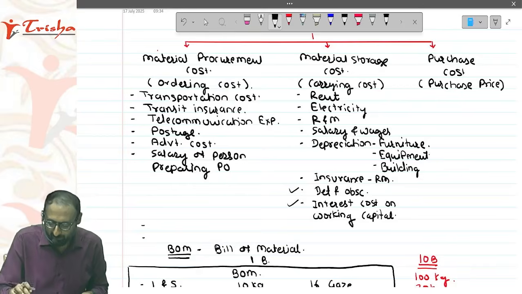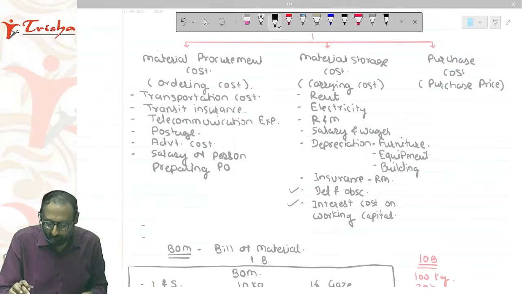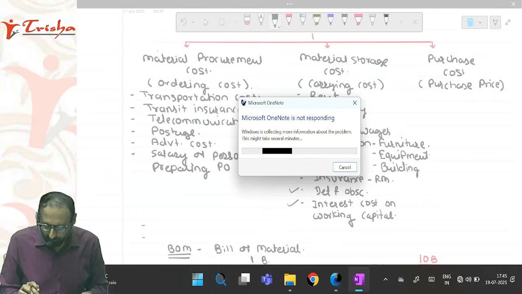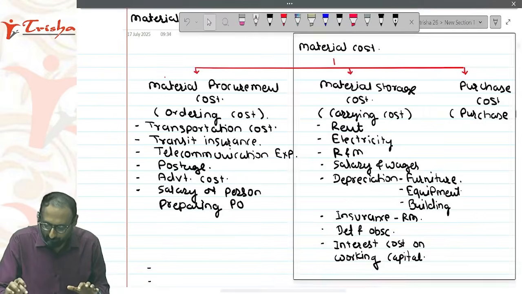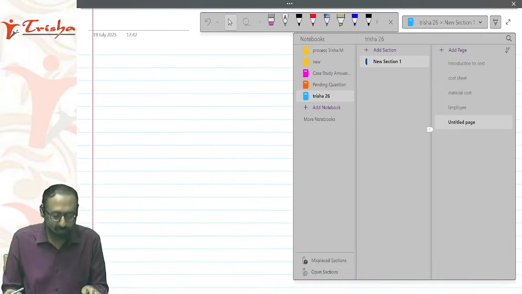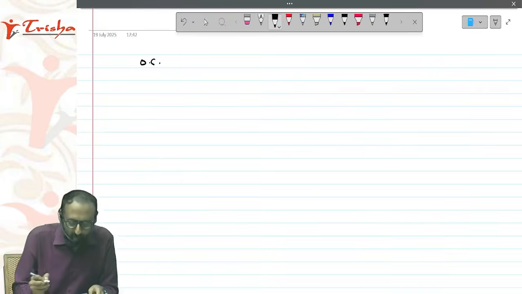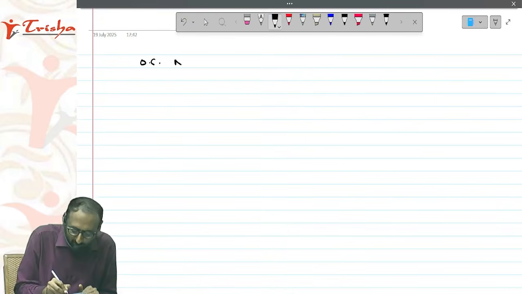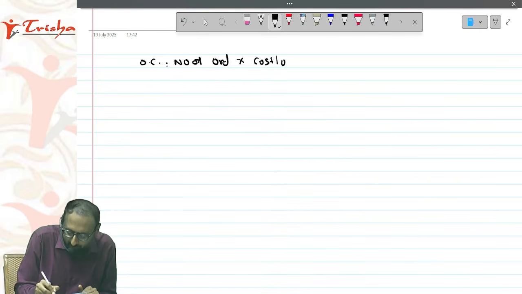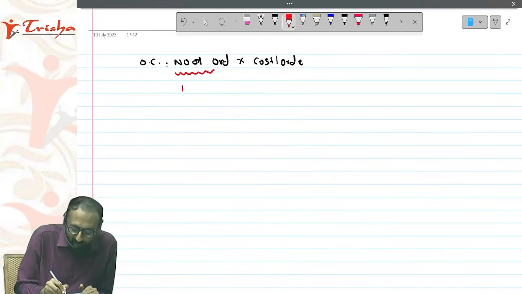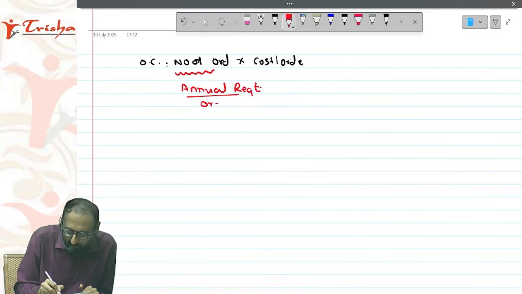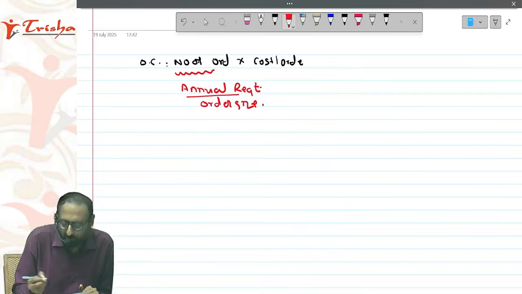Now, boys and girls, please tell me what will be your formula for ordering cost. The formula for ordering cost is equal to number of orders multiplied by cost per order. How to calculate the number of orders? Number of orders is equal to annual requirement divided by order size. Multiplied by cost per order.